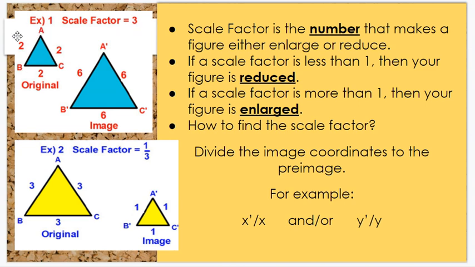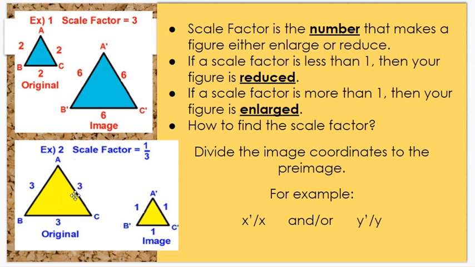We can look at this original triangle on the left, the small blue triangle, and we see that side AB is 2 units long. Well, side A prime B prime on the new image is 6 units long. So it went from size 2 to size 6. That means it got 3 times larger. So the scale factor was 3.